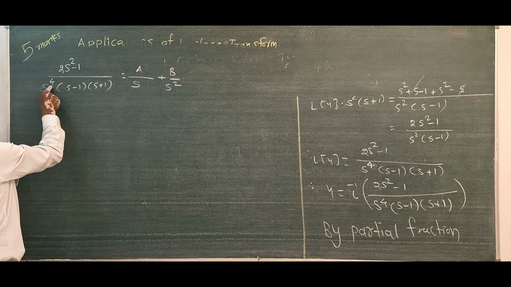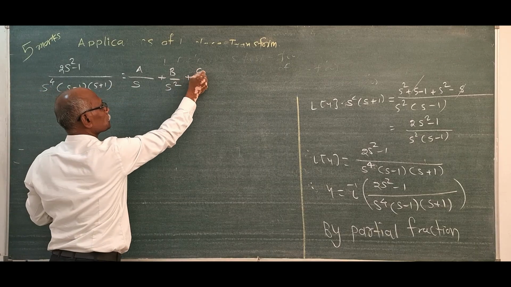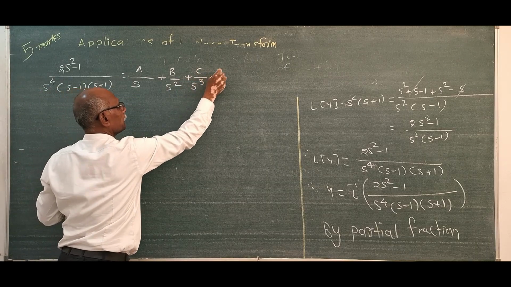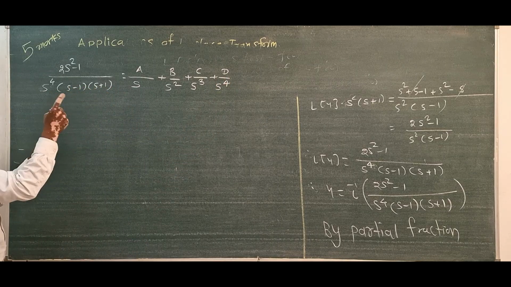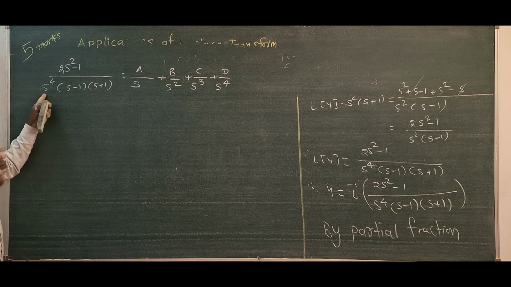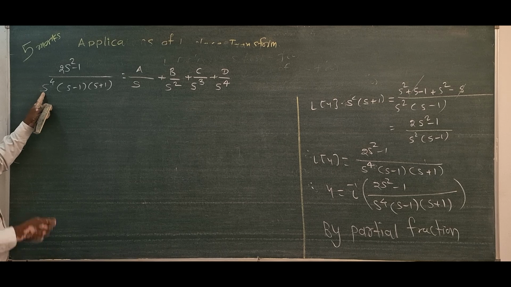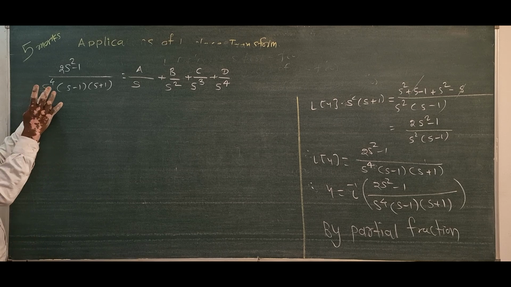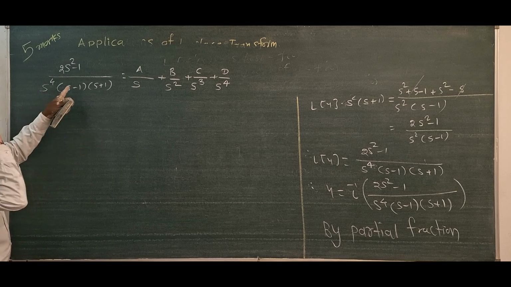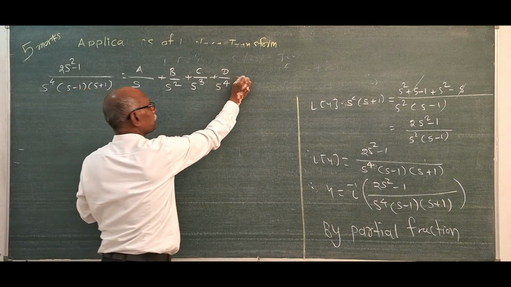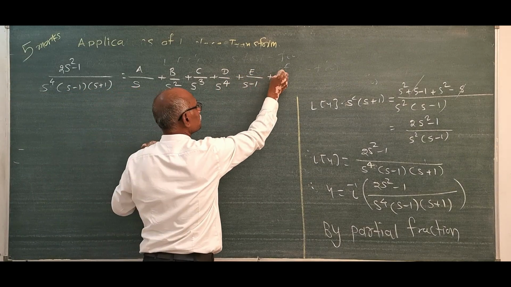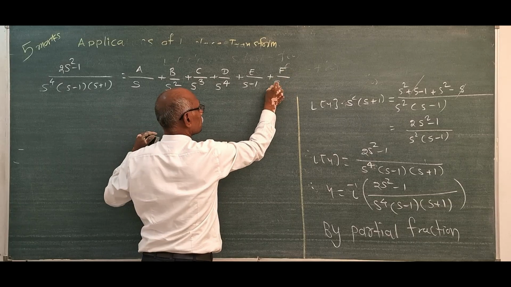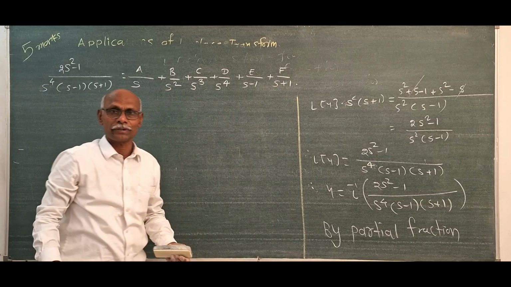Now we have to adjust 4 terms. Okay, so we write C and D upon s. So you have to stop. So this is what is the method of repeated linear factors. s is linear, but it is repeated 4 times. So A, B, C, D comes. Now s minus 1 is different. So different is E upon s minus 1. Then s plus 1 is different. F upon s plus 1. So this problem is very important. Okay.